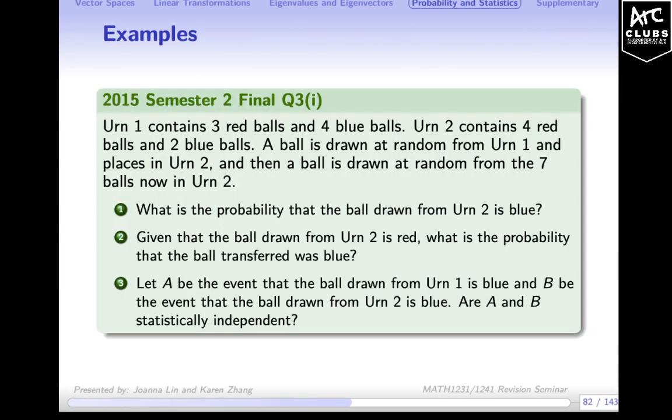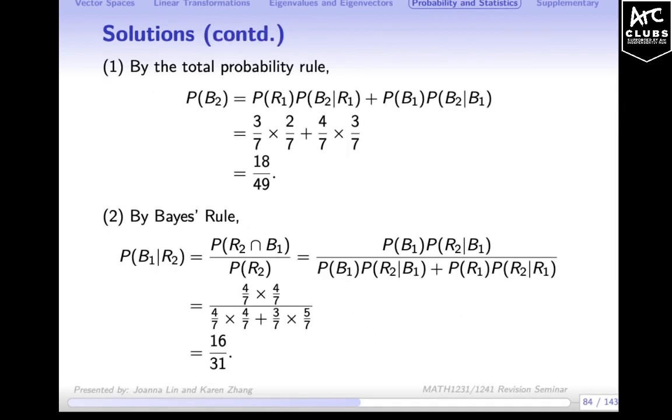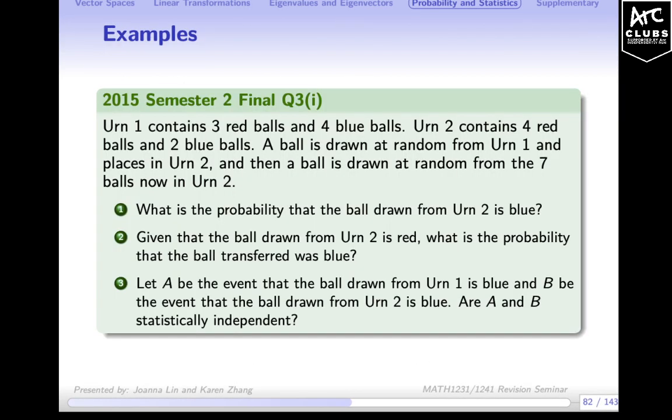The second question says that given the ball drawn from urn 2 is red, what is the probability that the ball transferred was blue? This time your conditions have been swapped, so you want to find B1 given R2, essentially. Always use your Bayes rule, and you can just sub into the formula here, and you'll find that your answer is 16 on 31. I'm going to stress this again: please remember the Bayes rule. It's very important.